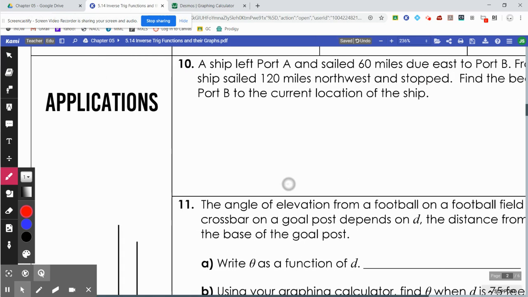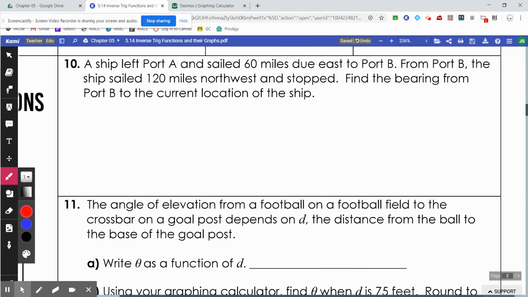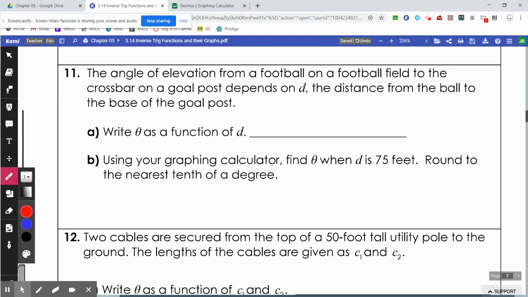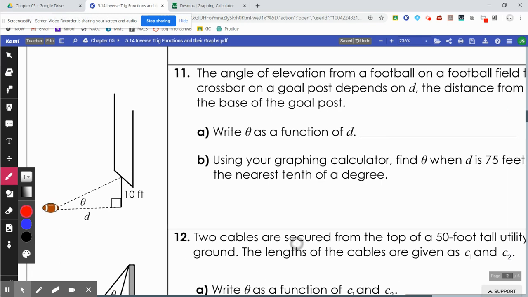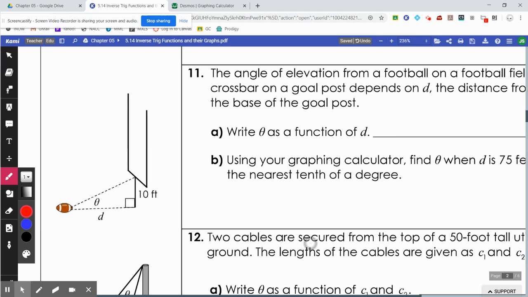Okay, next up we're going to be working some application problems, and I do want to skip number 10 because I believe there's an error in it, so let's move on to number 11. It says the angle of elevation from a football on a football field to the crossbar on the goalpost depends on D, the distance from the ball to the base of the goalpost. And you see the value there, you see a picture of it. Write theta as a function of D.